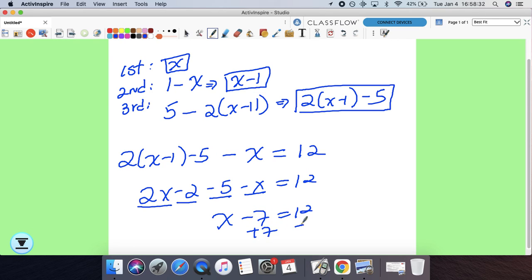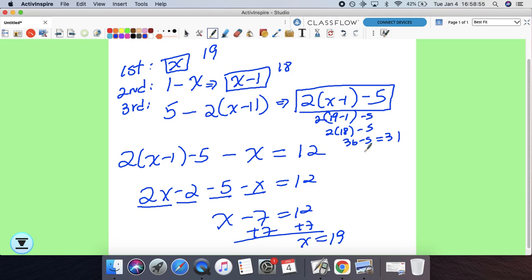Plus 7 on both sides, and x equals 19. So our first number is 19. The second number is 18 because it's 19 minus 1. The third number is, let's see, 19 minus 1 is 18, right? And then we multiply that by 2, which is 36, minus 5, which gives us 31. All right? So that's that.